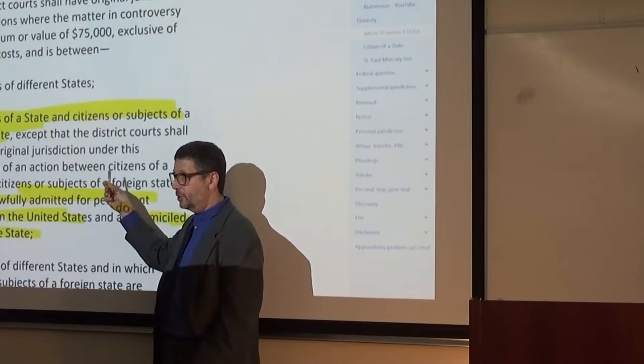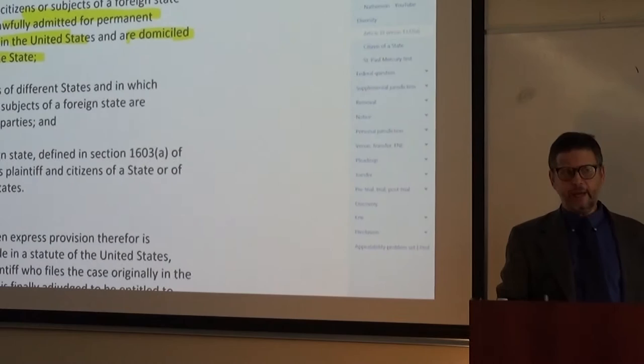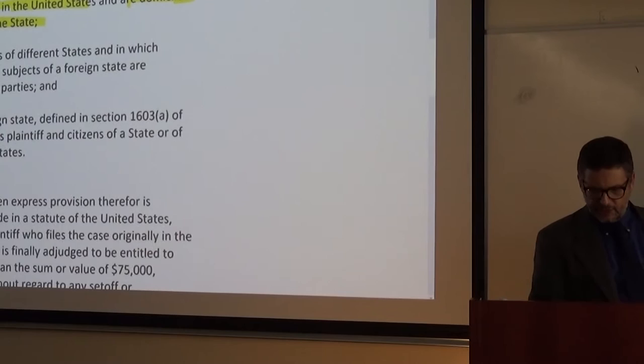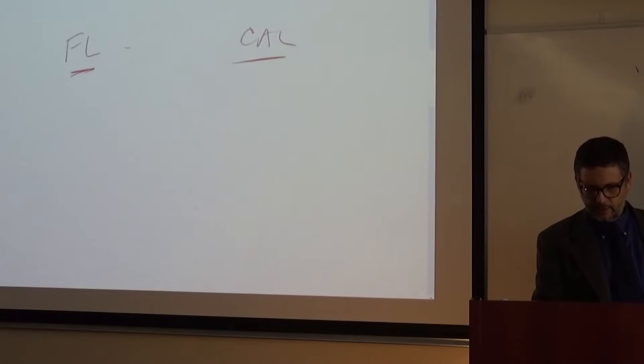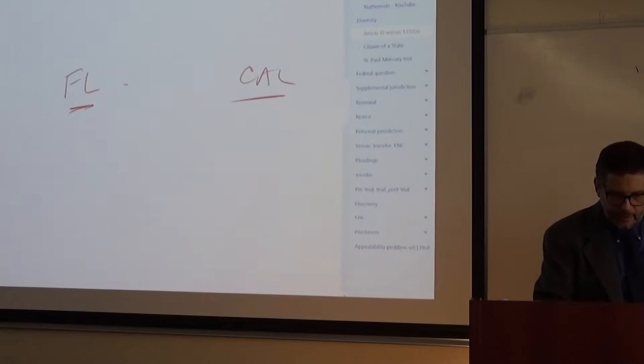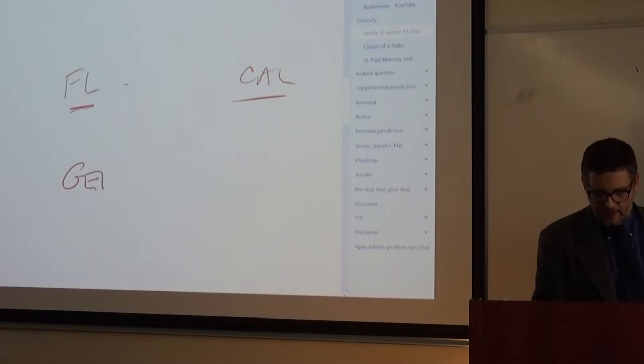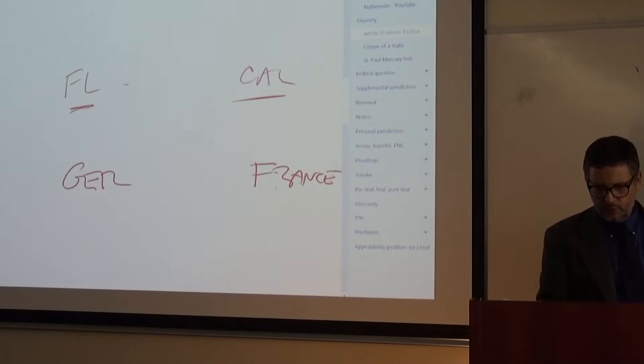Section 3, I'm going to note extremely briefly, requires citizens of different states. So you say you have Florida versus California, citizens of different states, U.S. citizens domiciled in those states, suing each other. We have additional defendants. So Florida sues California.